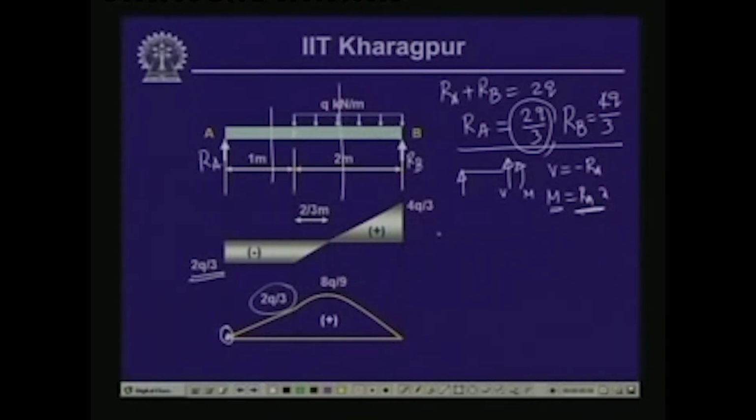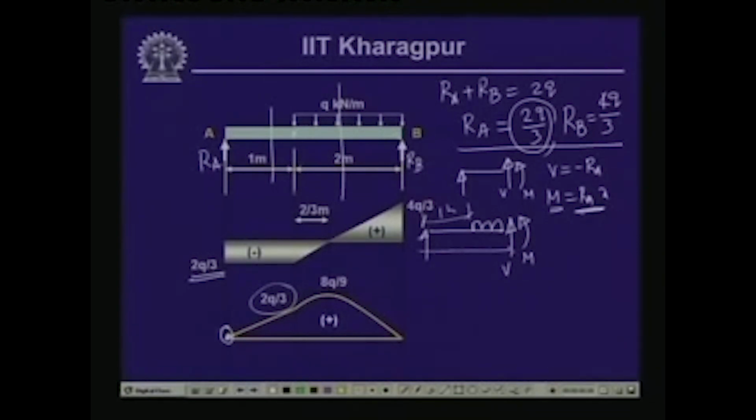Now, if we take the free body diagram of that particular part, we have the reactive force over here. Now, we have the uniformly distributed load which is 1 meter away from this end, and at this section again we have V and the bending moment M.